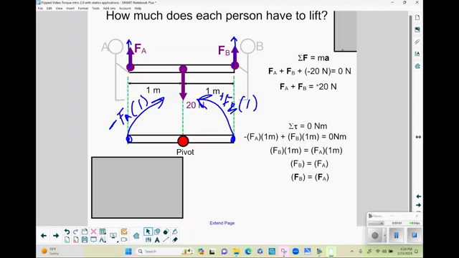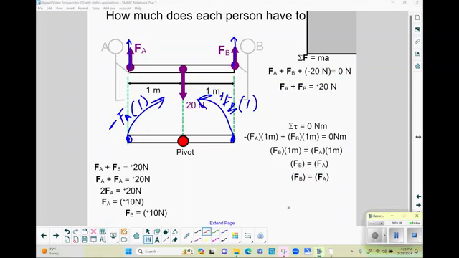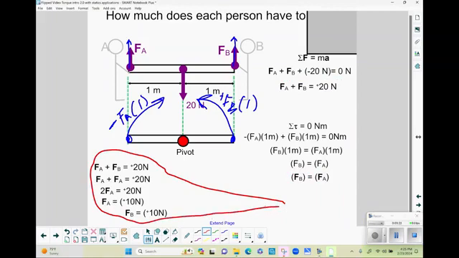However, if I now combine my torque equation that I have here with the equation I got from my forces up here, I can combine them to solve for one of my unknowns. And by simply substituting FA for FB, I can turn around and say that 2FA equals 20, so FA is equal to 10, which means FB is also equal to 10. This is the same answer I got last time.